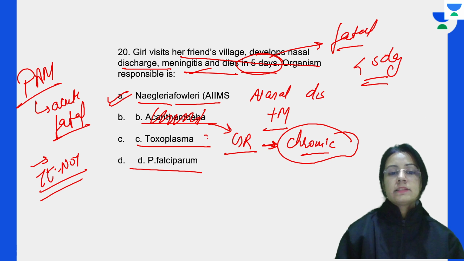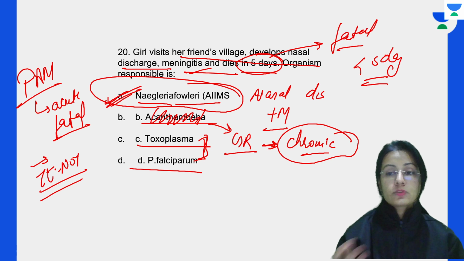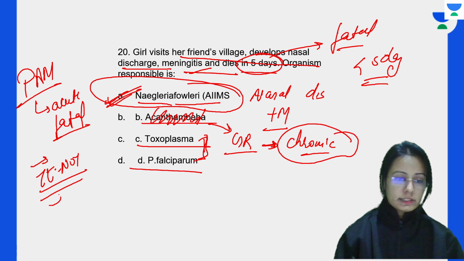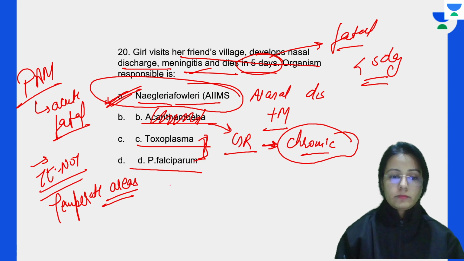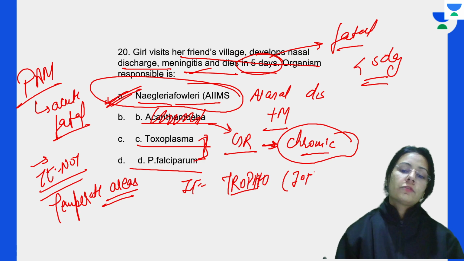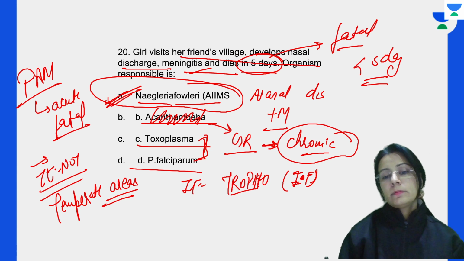For Plasmodium falciparum and Toxoplasma, the person will not die within 5 days of visiting the friend's village. It is such an acute condition, and the highest mortality rate is seen in Naegleria fowleri, which is so fatal that within 8 to 10 days the person will die. Where is it seen? It is seen in the temperate areas. And what is the infective form? It is the trophozoite form, amoeboid or flagellate, that is the infective form, and it enters through the nasal cavity and reaches the brain.